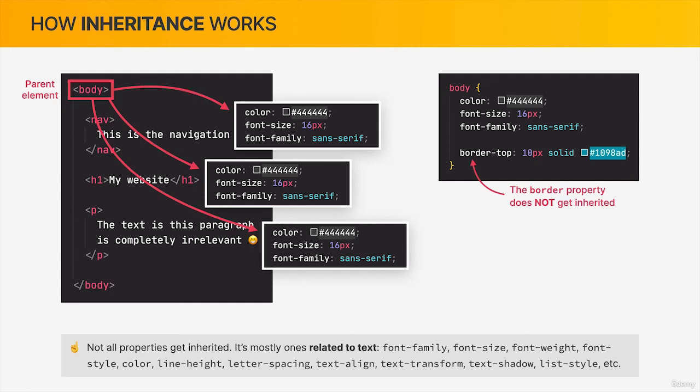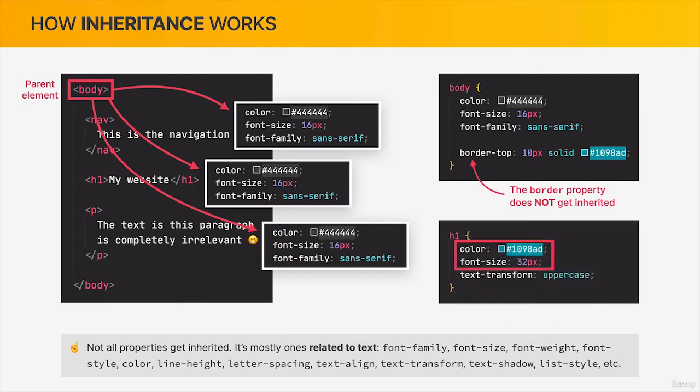So not all of the properties do get inherited, but it is mostly the ones related to text. And I have a big list of many of the properties that do get inherited, so you can take a look at them if you'd like. But anyway, let's now say that we also have a rule for the H1 element. And so it declares basically a new color and a new font size. So it's bigger and it is blue. And so what happens now is that these two declarations do actually override the inherited styles. Therefore, for the H1, the color is no longer gray and the font size is no longer 16 pixels, but instead it is now blue and 32 pixels.